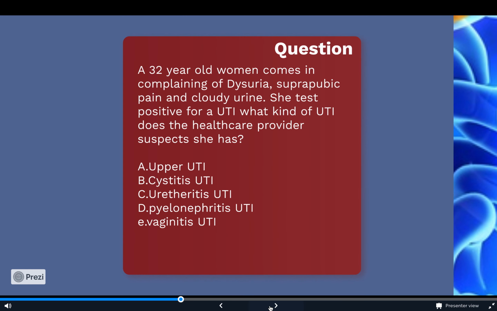My question for clinical manifestations: a 32-year-old woman comes in complaining of dysuria, suprapubic pain, and cloudy urine. She tests positive for a UTI. What kind of UTI does the healthcare provider suspect she has? A. Upper UTI. B. Cystitis UTI. C. Urethritis UTI. D. Pyelonephritis UTI. Or E. Vaginitis UTI.